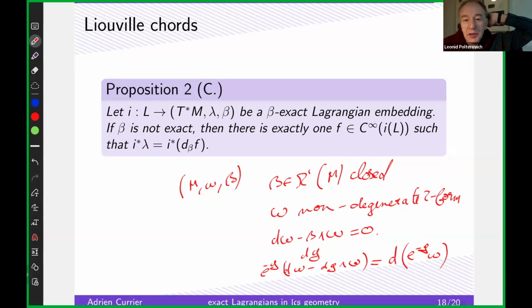So what happens to beta exact Lagrangian embeddings on the universal cover? Those twisted LCS exact Lagrangians become actually genuine exact Lagrangians in the universal cover, or even the integral cover. I see. And my question is, can you in this language say what is this essential Liouville chord or whatever definition you have?